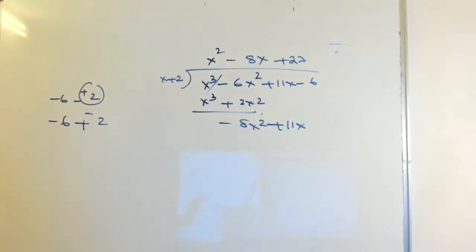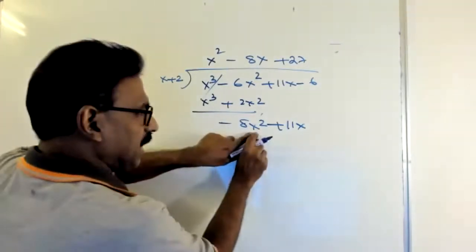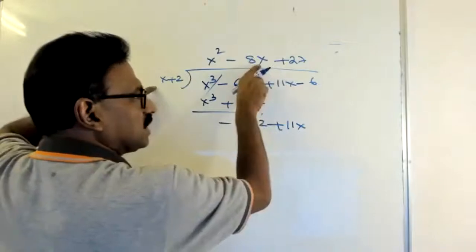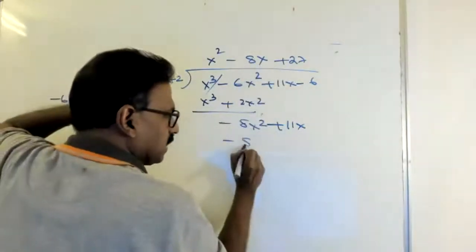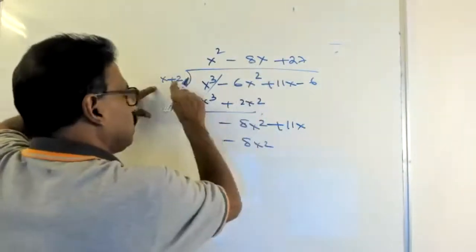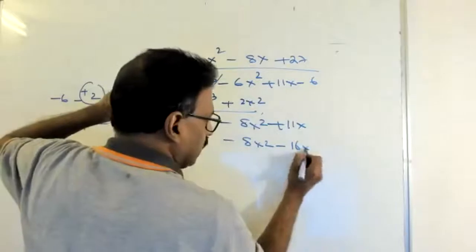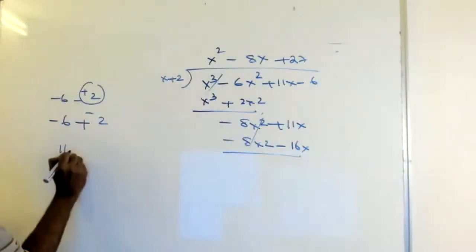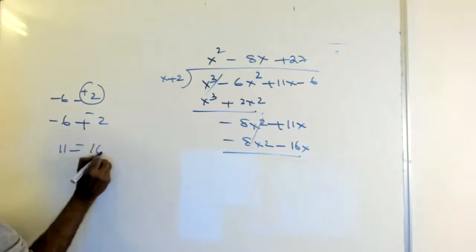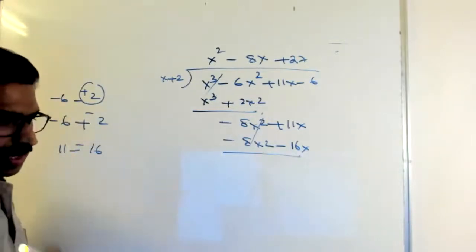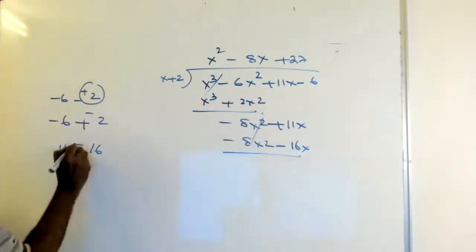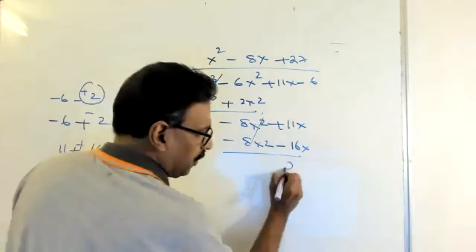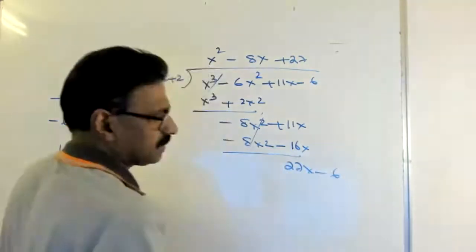Okay. Clear or not? Yes, sir. Okay. Now, minus 8x squared by x, that answer is minus 8x. Minus 8x squared. Minus 8 minus 16x. This is gone. Now, look at here. 11 minus minus 16. You have to subtract minus 16 from plus 11. Plus plus. That is 27x minus 6.